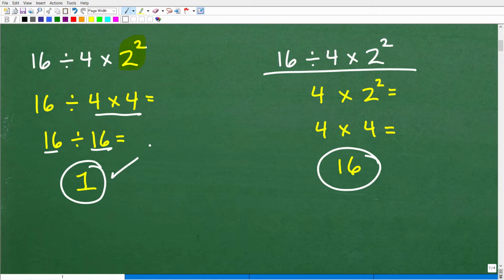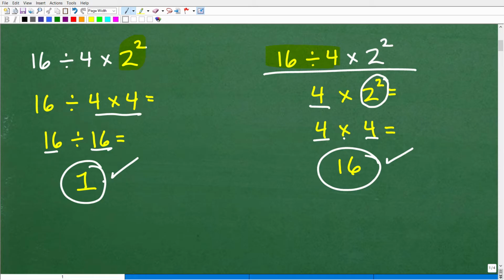Let's take a look at another approach that someone could have taken to do this problem. They say, okay, 16 divided by 4 times 2 squared. They'll go, you know what, I'm going to do this first: 16 divided by 4, and of course that will be 4. Now I have 4 times 2 squared. Now I'm going to do this second: 2 squared is 2 times 2, which is 4. So now I have 4 times 4, and 4 times 4 is 16.